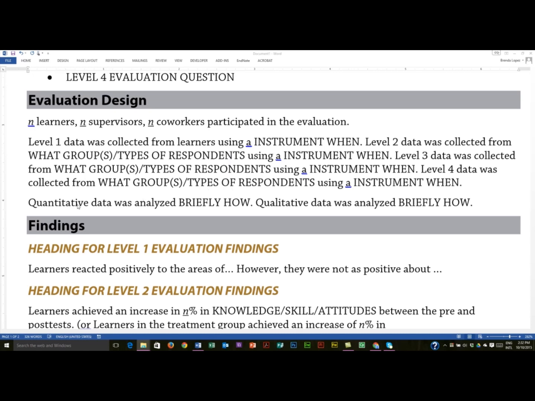The analysis, then, as well, you describe it as briefly as possible. So how you analyzed quantitative data, or maybe reaction scores versus test scores versus open-ended questions. Just briefly, 1 or 2 sentences describing each type of data that you collected.